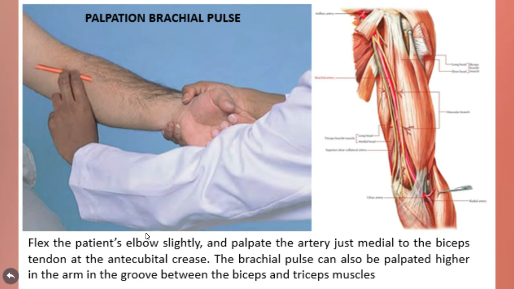Okay, so for the brachial, palpate for the brachial pulse. Just let the patient flex the elbow. It is located just medial to the biceps tendon at the antecubital crease and can be palpated at the groove between the biceps and the triceps muscles.